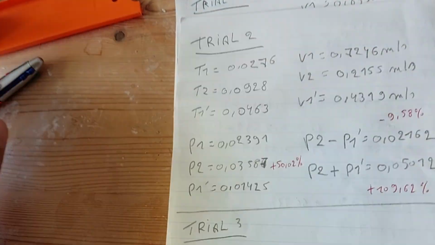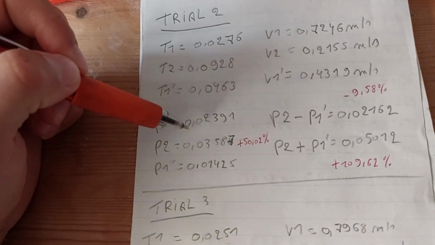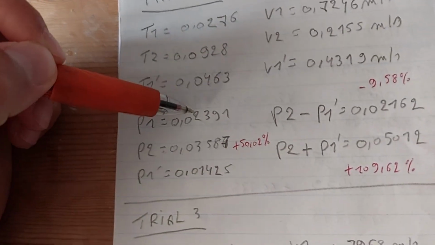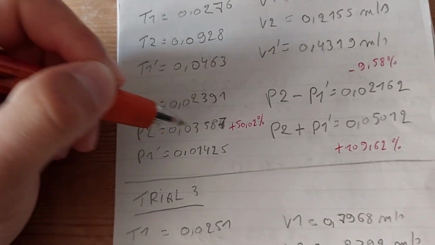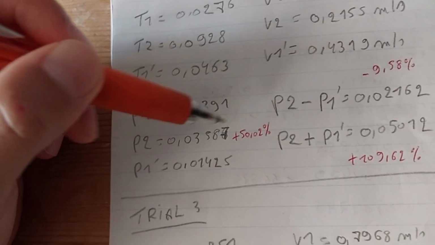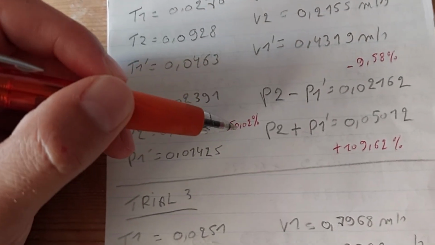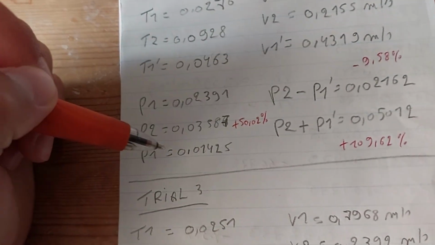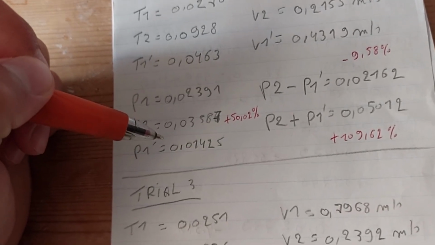Then trial 2. We have a total amount of initial momentum of 0.02391, and then the 5 mass came out with a momentum of 0.03587, which is already a 50% increase of momentum. It's 50% more momentum than the initial momentum. So it's already a free momentum experiment.